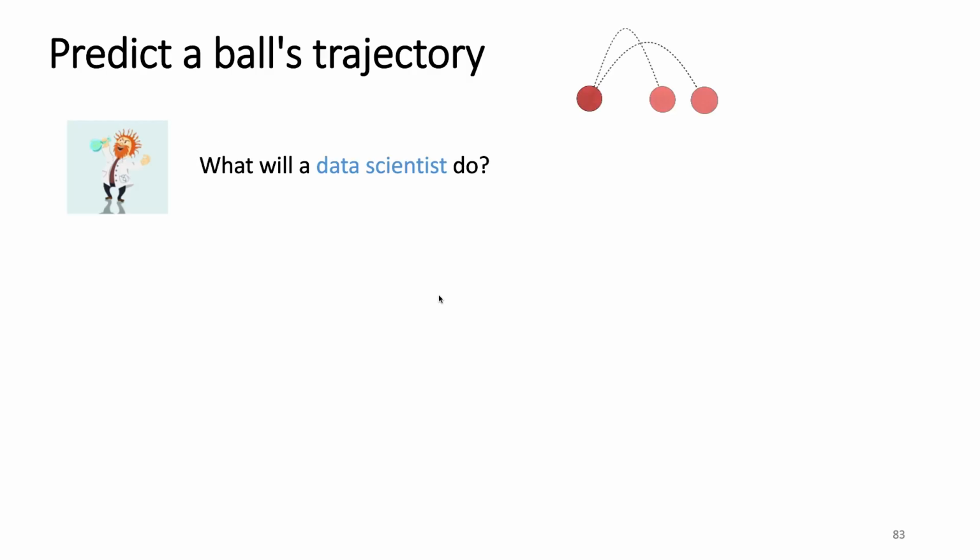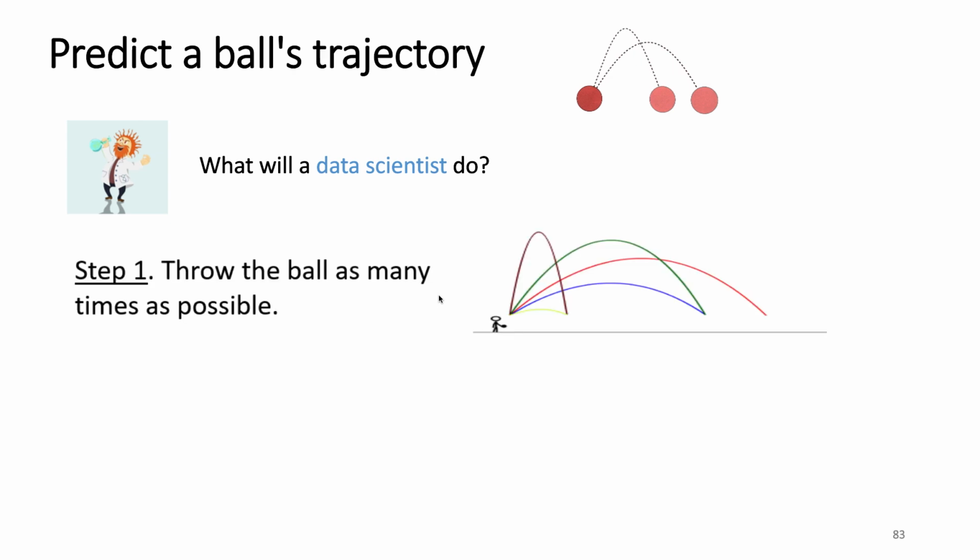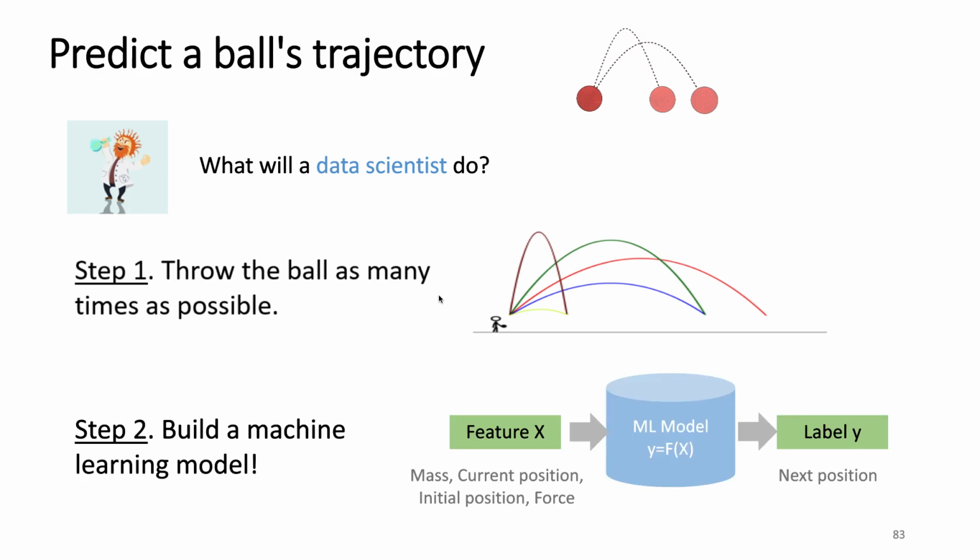Actually, yes. Let's first take a look at a really simple example. Say we are going to predict the trajectory of a ball. As a data scientist, what will we do? Usually, we will try to throw the ball as many times as possible so that we can collect as much data as we want. Then we build a machine learning model which takes features like current position, mass, or force of the ball and tries to predict the next position as a label y.